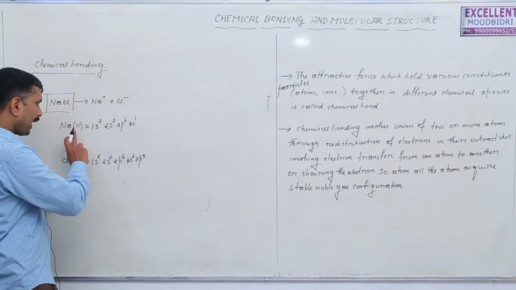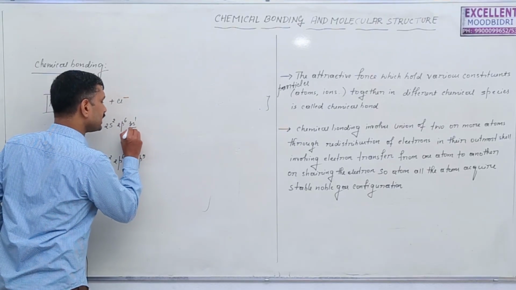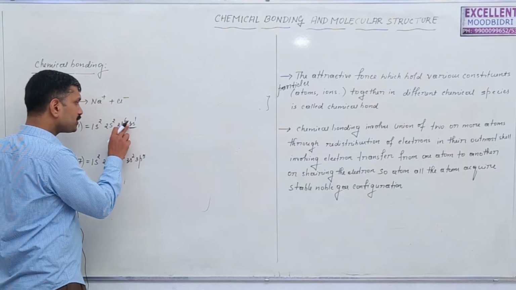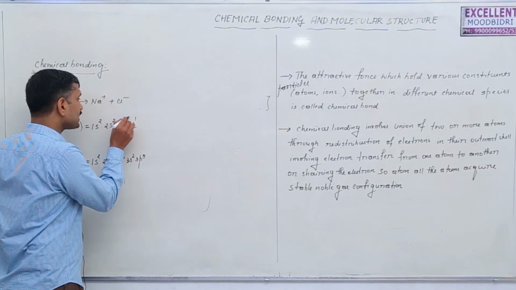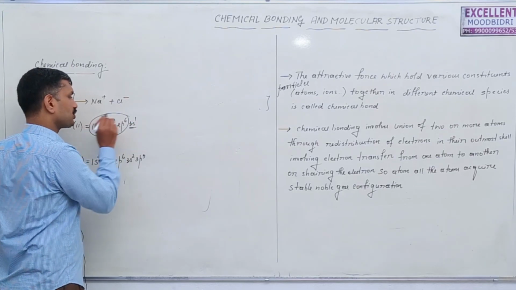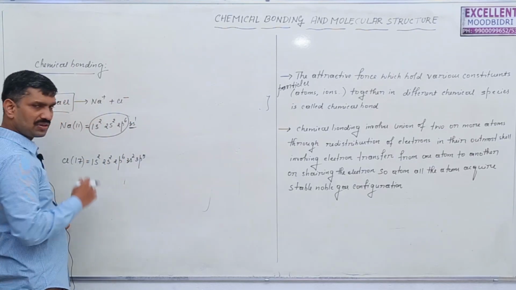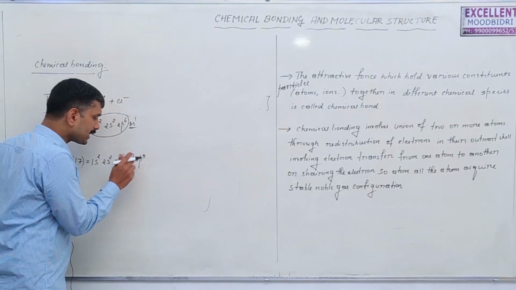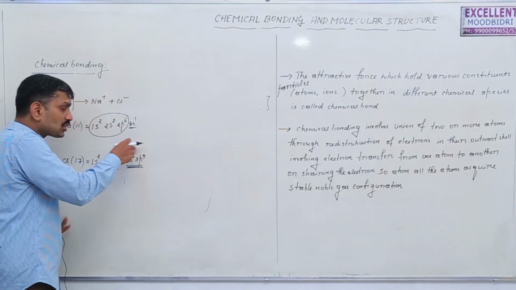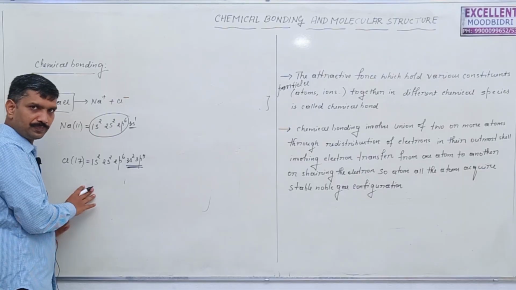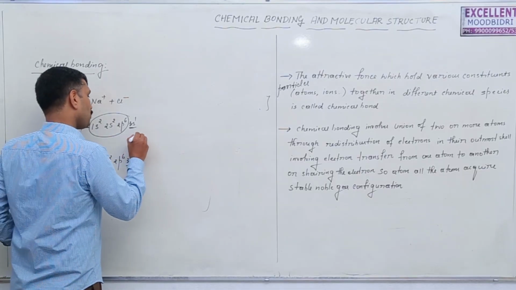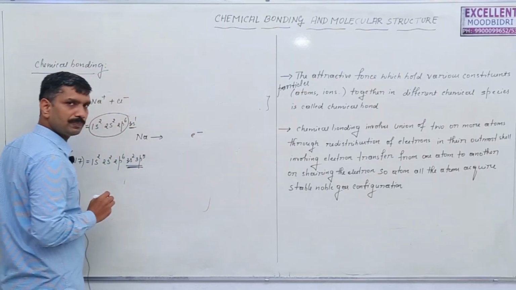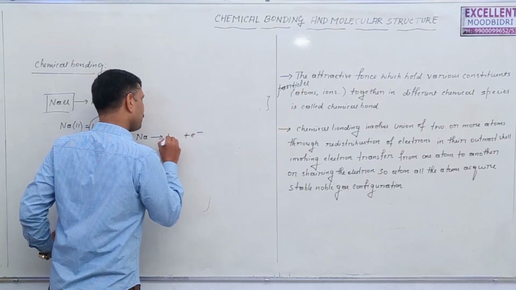Sodium has one extra electron in the 3s shell. If it loses this electron, it attains the stable electronic configuration, meaning the noble gas configuration. Chlorine requires one electron to attain the stable electronic configuration. Therefore, the sodium atom has a high tendency to lose one electron, and it forms the Na+ ion.